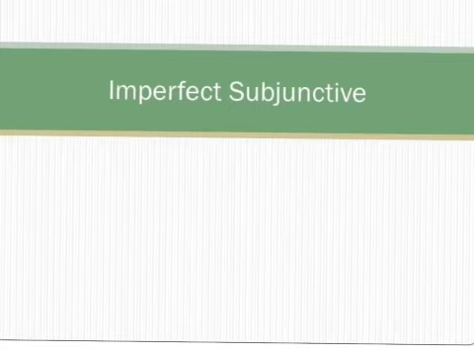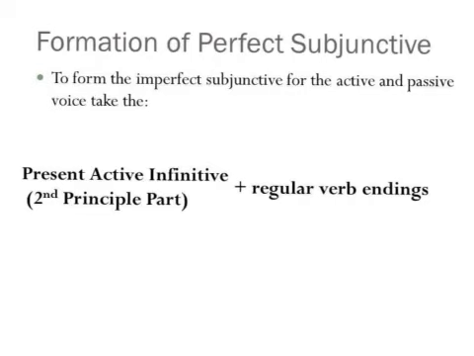In this video, we're going to cover the imperfect subjunctive. To form the imperfect subjunctive for both the active and passive voice, all you need to do is take the present active infinitive, which is your second principal part, like amare, tacere, capere, and so forth, and then add your regular verb endings: -m, -s, -t, -mus, -tis, -nt for the active, and -r, -ris, -tur, -mur, -mini, and -ntur for the passive.